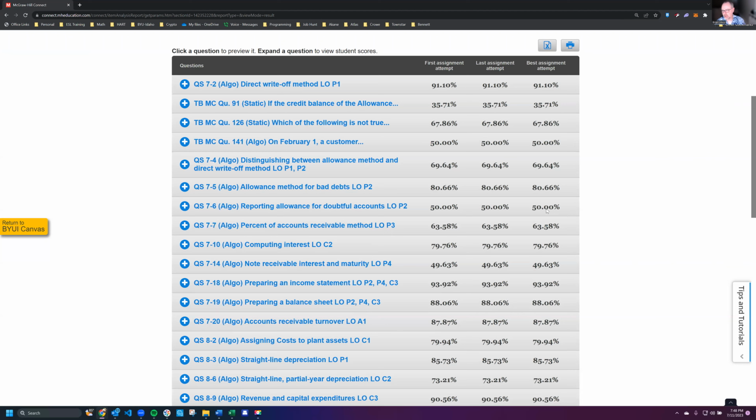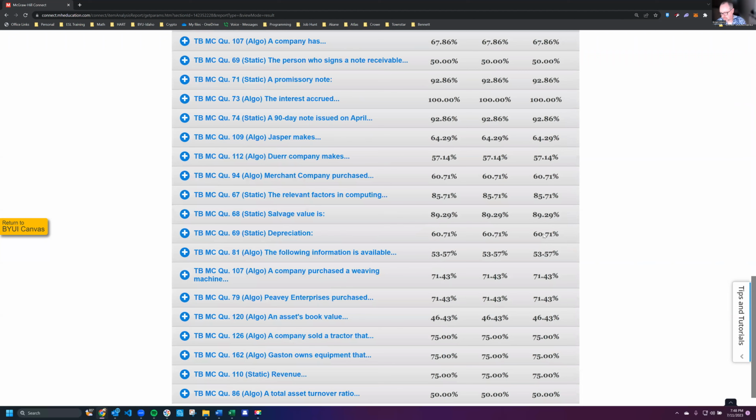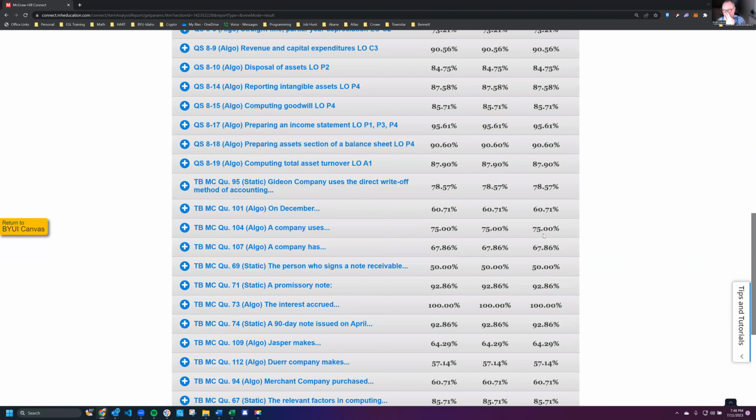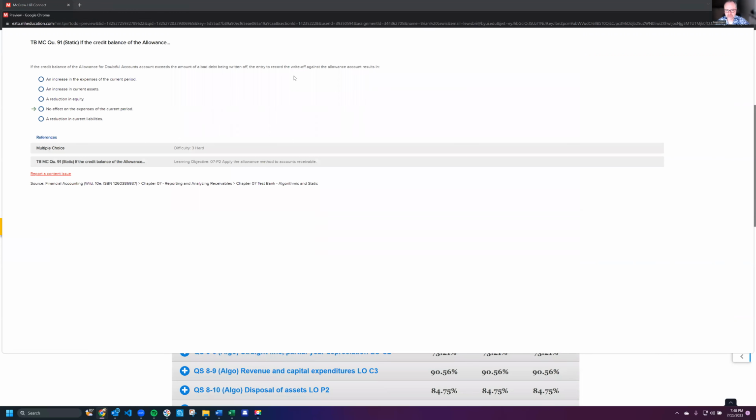Okay. We'll try to go through any of them that are 50% or lower. See if we can work through this. Okay. So let's start out with this one. If the credit balance of the allowance for doubtful accounts exceeds the amount of bad debt being written off, the entry to record the write-off against the allowance results in.